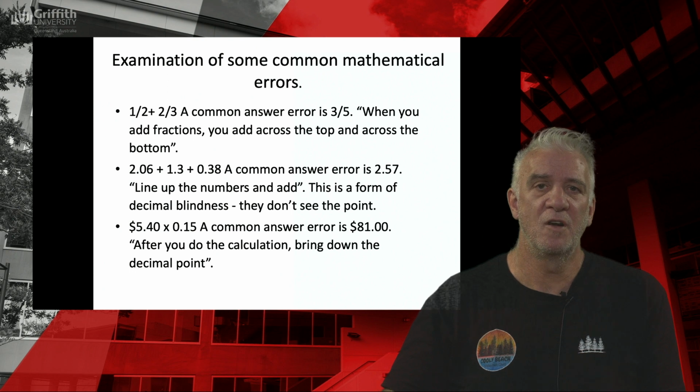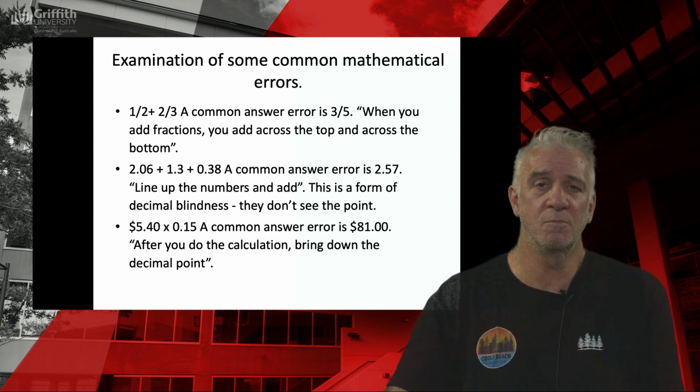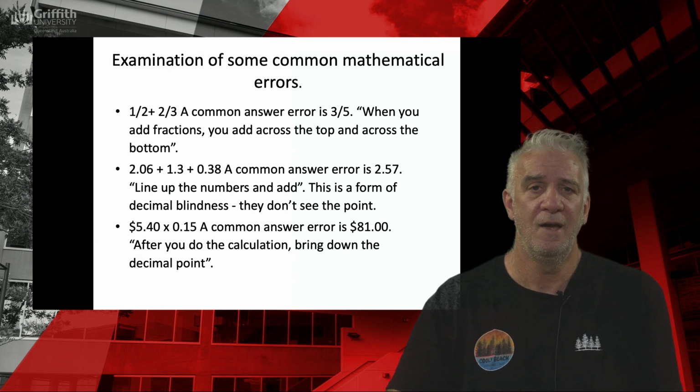Right, $5.40 times 0.15, the common answer is $81. And again, how would they have come to this point? How would they think this was a reasonable thing to do? How could you help them see it?